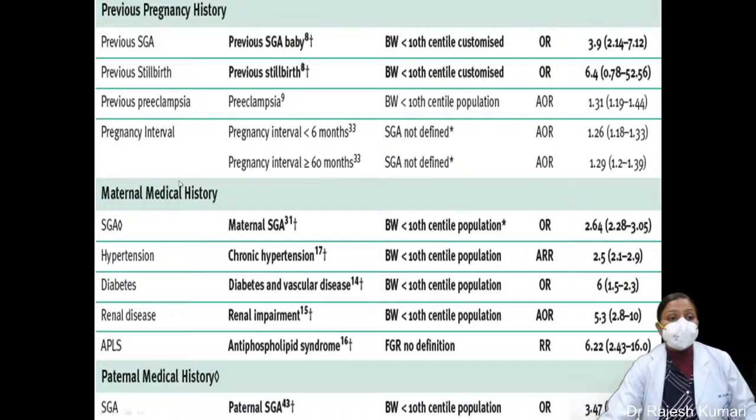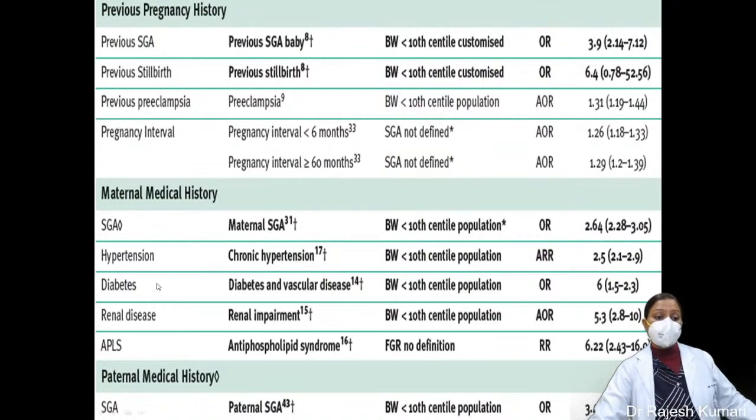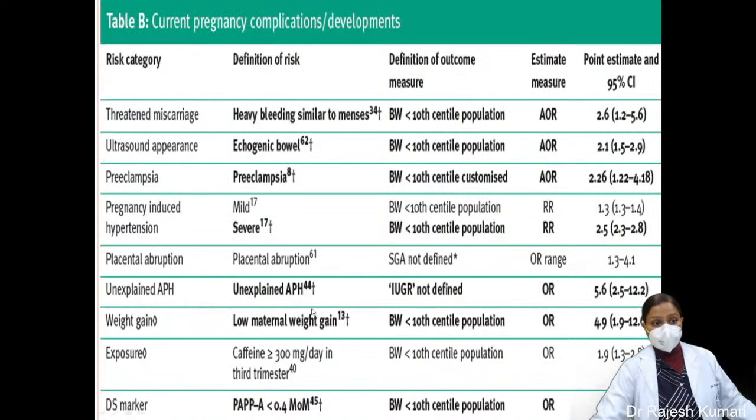This table also shows previous history of small for gestational age, previous history of stillbirth, previous preeclampsia, pregnancy interval, SGA, and maternal medical history: hypertension, diabetes, renal disease, and antiphospholipid syndrome. All will affect the birth weight of the baby. And current pregnancy complications like threatened miscarriage, ultrasound appearance, preeclampsia, pregnancy-induced hypertension, placental abruption, unexplained APH, weight gain, exposure, and dual screen marker all will affect the fetal birth weight.